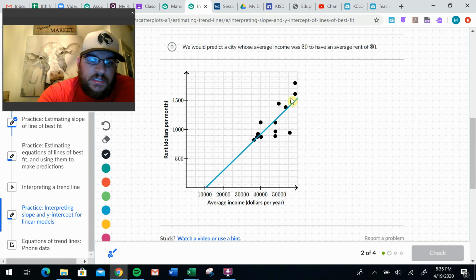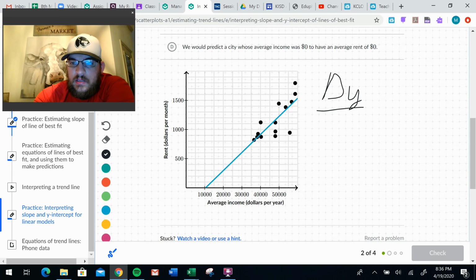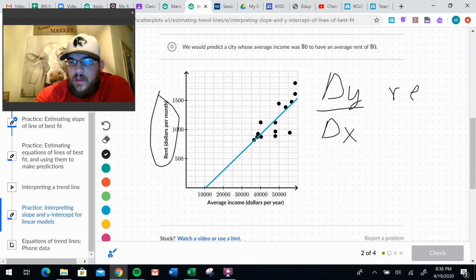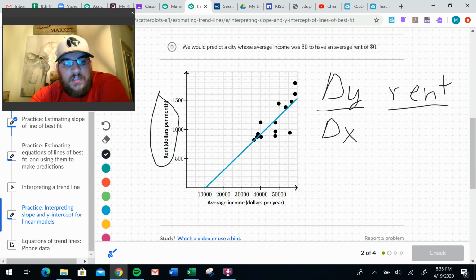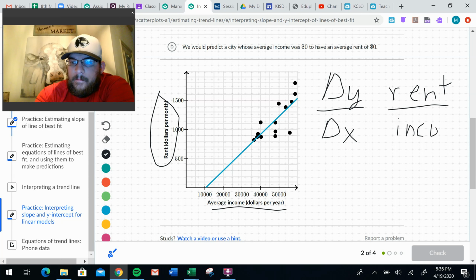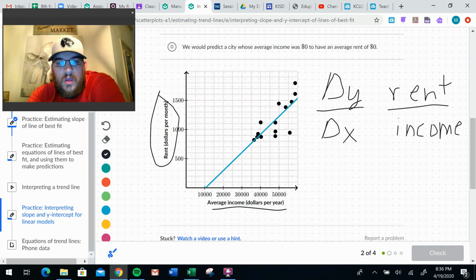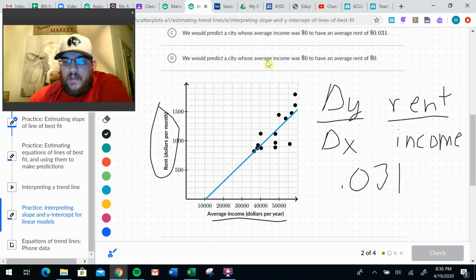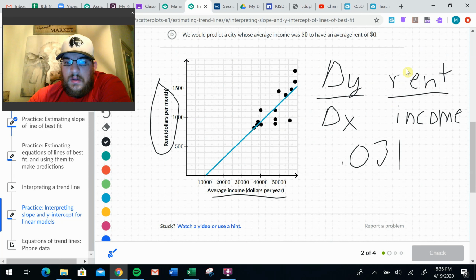Okay, remember, slope is your change in y divided by your change in x. So if we look at the y, we have our rent. Okay. So all your y values are going to be rent in dollars per month. All your x values are going to be your average income. Okay. So what this is saying, if we have a slope of 0.031, that is saying that the money you spend on rent, that you spend $0.031 on rent for every dollar you make in income.